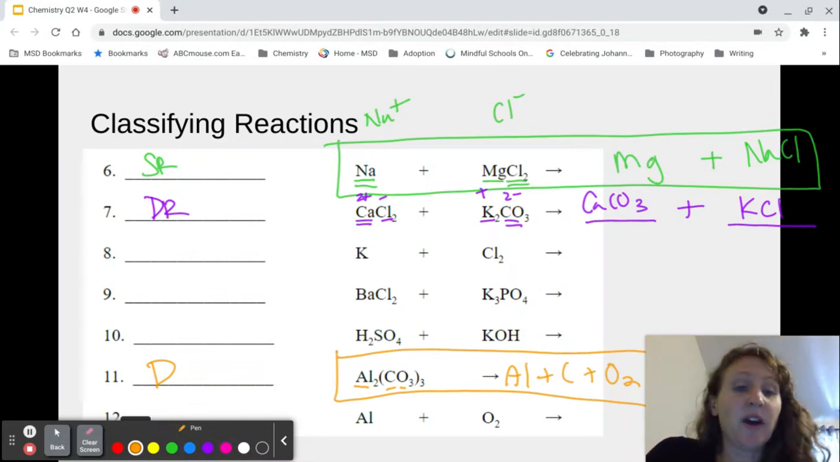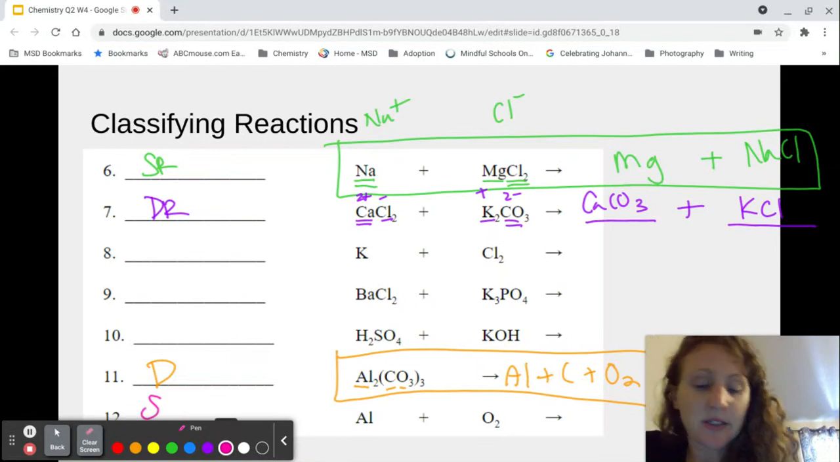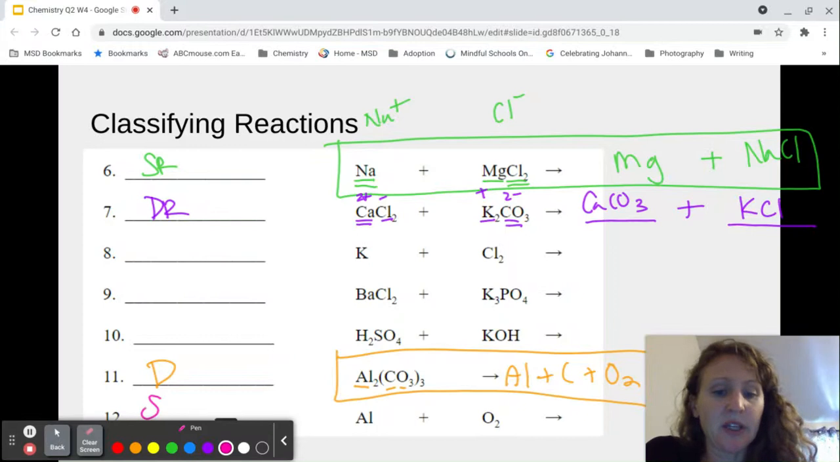Okay, so we've gone through 3 out of the 4 types. We've gone through a single replacement, a decomposition, and a double replacement. Let's go through one of the synthesis ones. Let's go through 12. All right, so it's synthesis. I know it's going to form one compound.